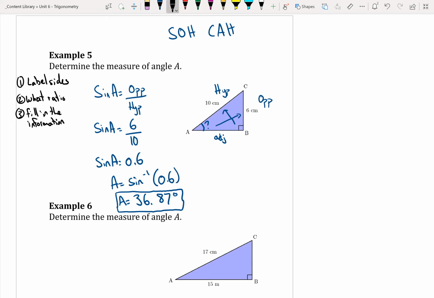So I guess we should fill in the fourth step. We're going to want to do the inverse of the ratio, and the inverse is referring to this sine^-1 here. So this is what we mean by the inverse, where we do the sine^-1.